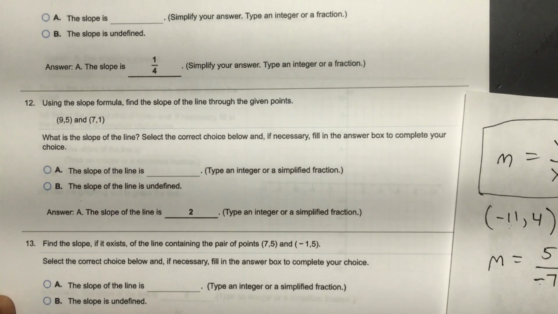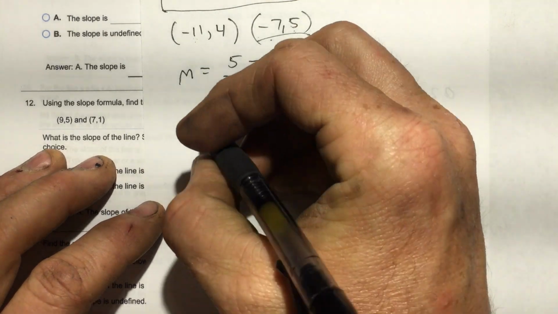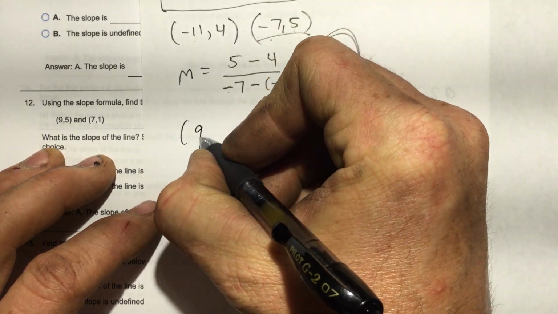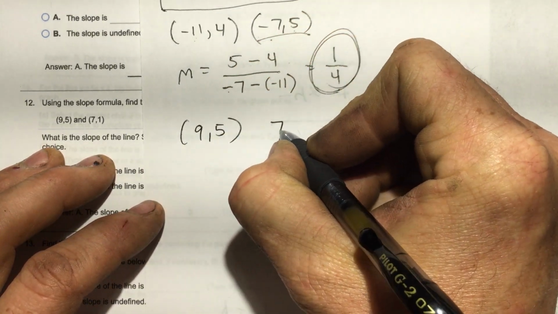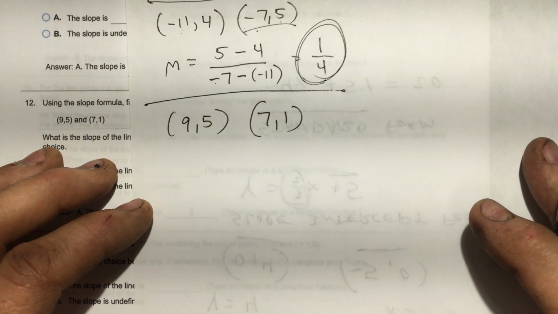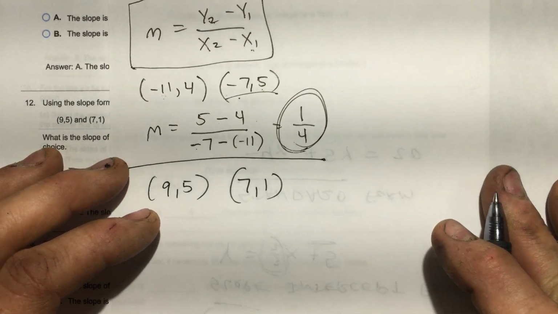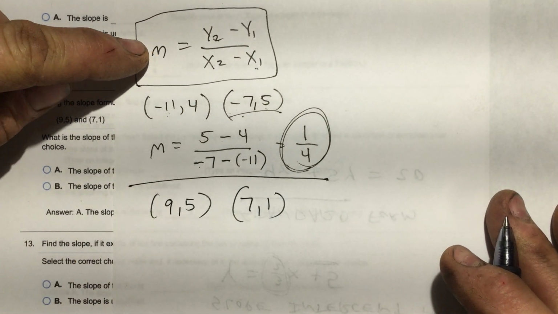All right. And here's another one. Use the slope formula. All right, so we're going to do it again. So I've got 9, 5, and I've got 7, 1. Okay. So we're going to do the slope formula again. All right. So there's my slope formula right there.